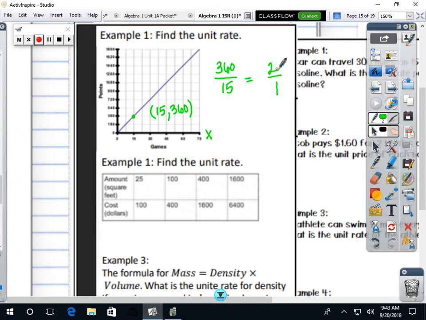24 over 1, or just 24. So it's 24 points per game. Now, it wouldn't have mattered what point you chose on that. Because it's a line, you would have gotten 24 no matter what point you picked. Okay? All right, now let's look at example 2.